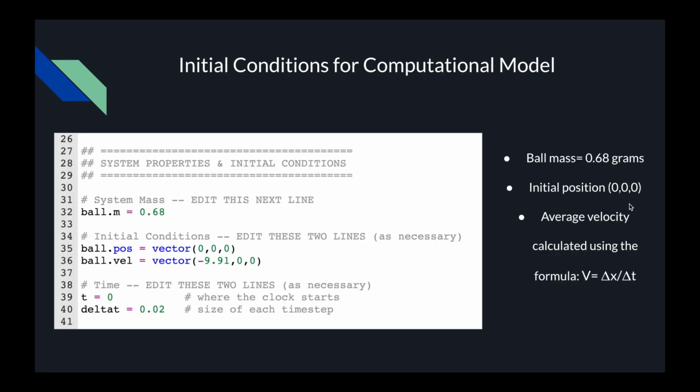The initial conditions for the computational model included updating the ball mass to 0.68 grams. We then updated the initial position to 0, 0, 0 since our ball lay at the origin. After that, we updated our average velocity, calculated using the formula velocity equals delta x, change in x, over delta t, which would be the change in time, to get negative 9.91 for velocity.